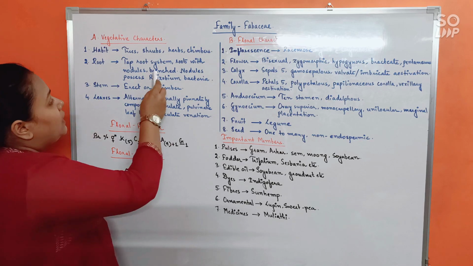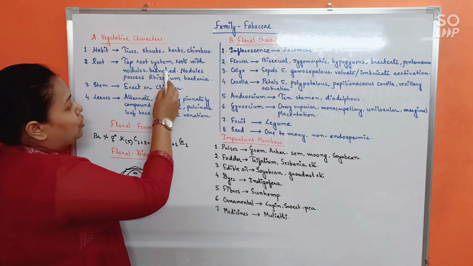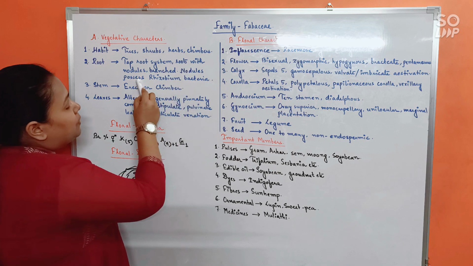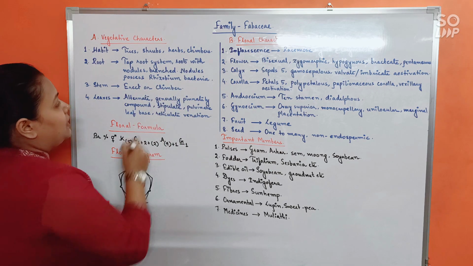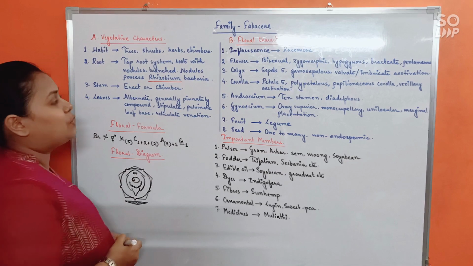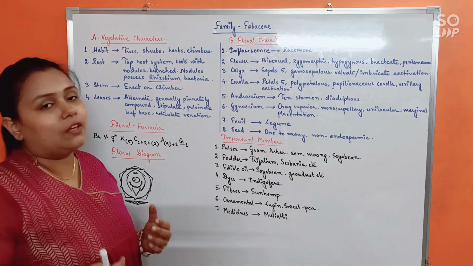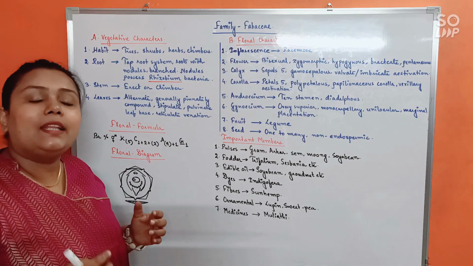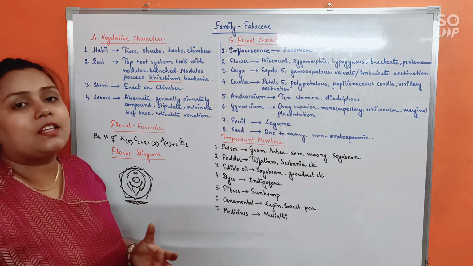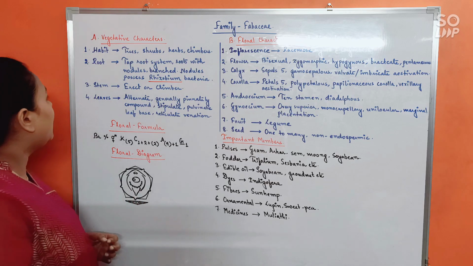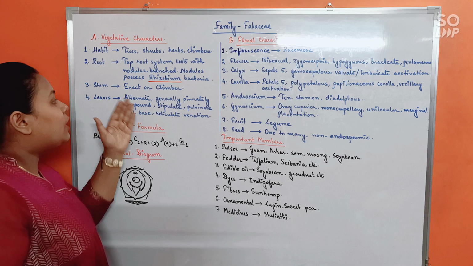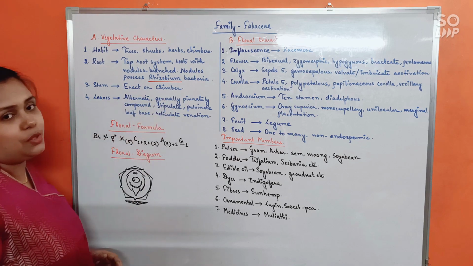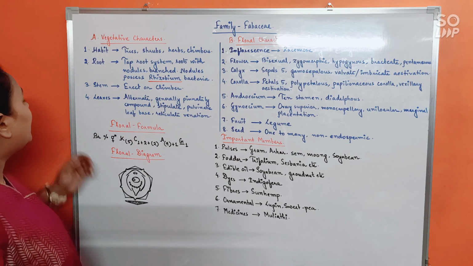So here, see, the roots are branched with nodules. The nodules would possess rhizobium bacteria. This is the bacteria I was talking about, the bacteria which can fix nitrogen. Alright. And hence will increase the productivity of the plants. Stem is erect or they can be climbers as well. Fine. Next, leaves.